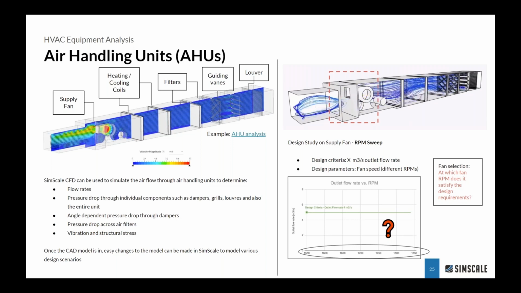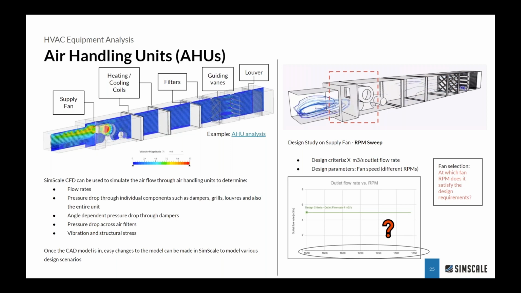So we have the supply fan, we have other elements such as heating and cooling coils, we have filters, definitely something that is more interesting these days due to the COVID pandemic. And we have guiding vanes to optimize the flow distribution and pressure loss within these ducts, and also louvers.